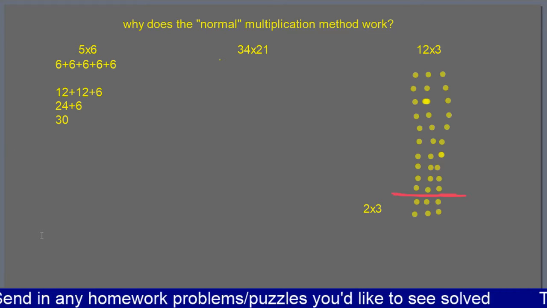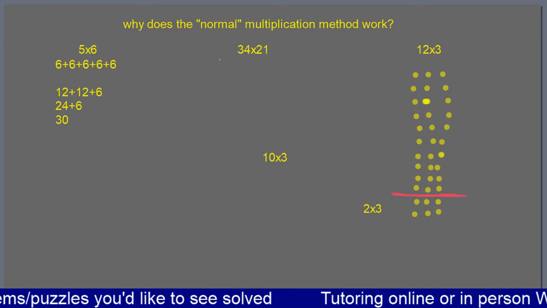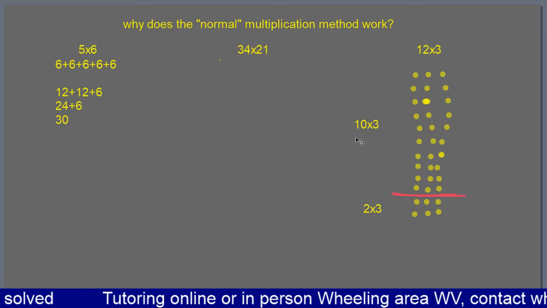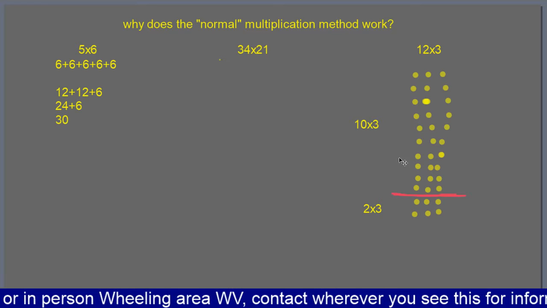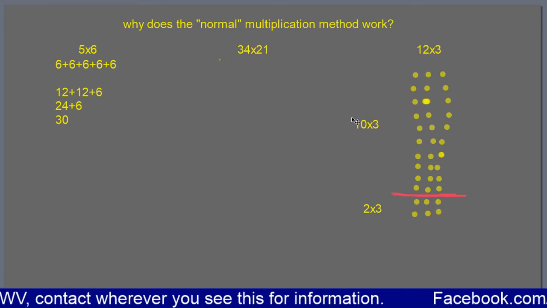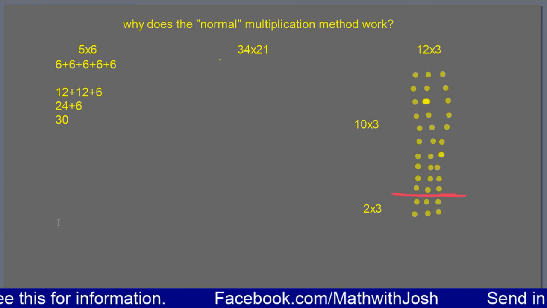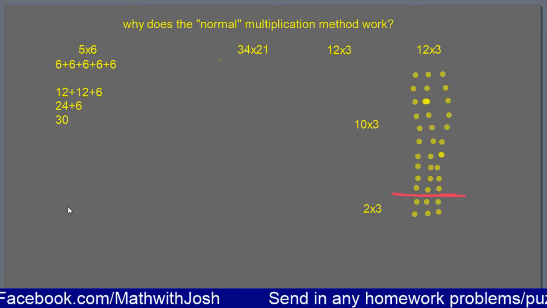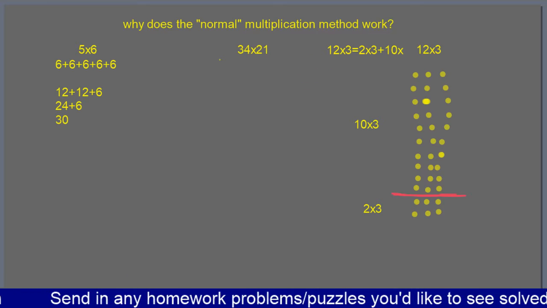And this top section is 12 minus 2, so 10 times 3. And so 12, we gather from this, don't think of this as exactly a proof. It is an explanation, but what we notice from this, and the general principle, is that 12 times 3 is equal to 2 times 3 plus 10 times 3.